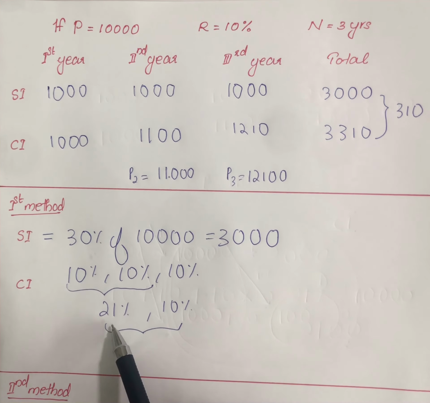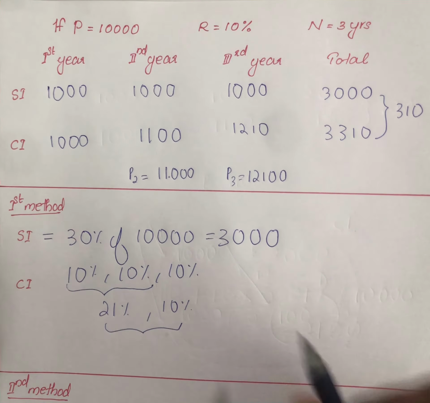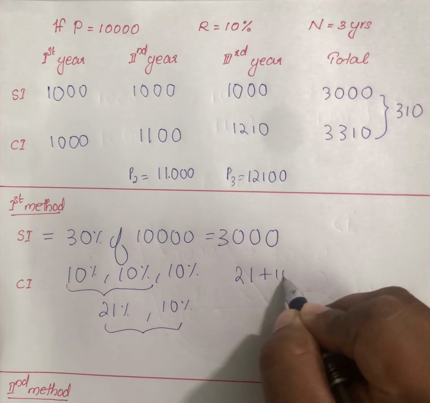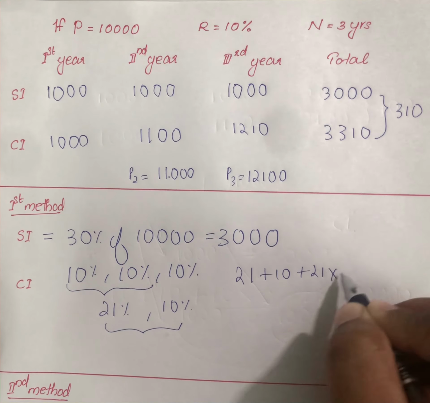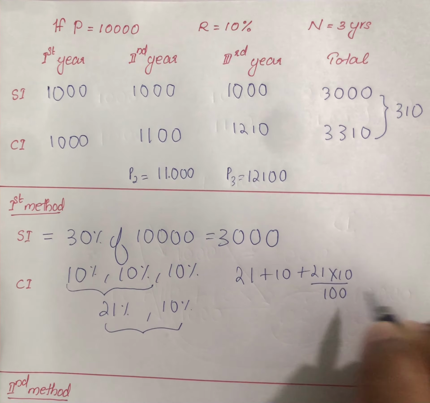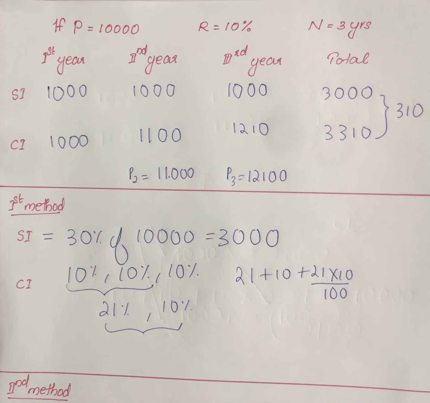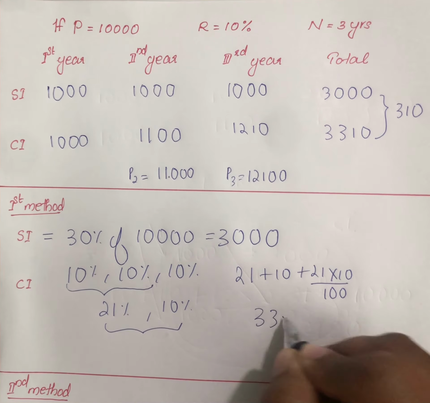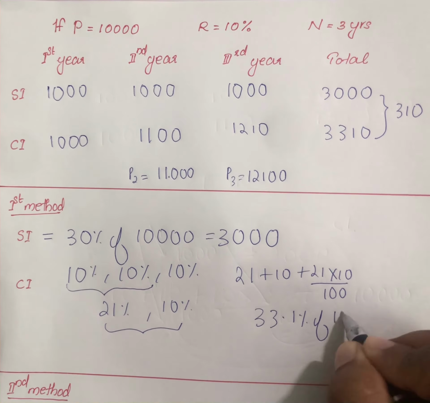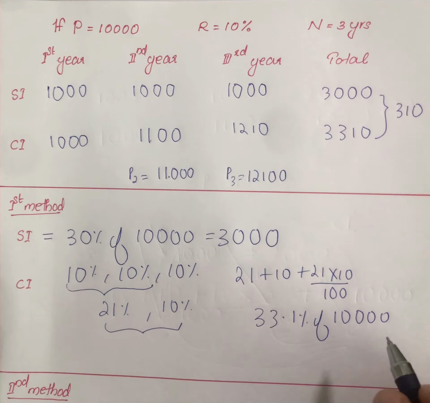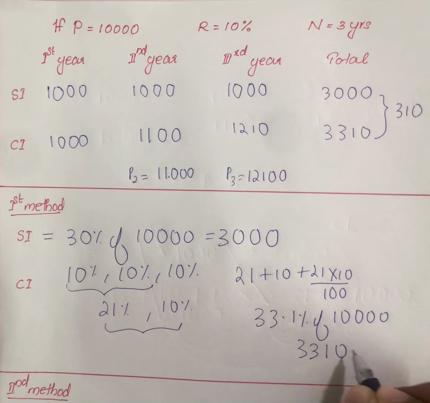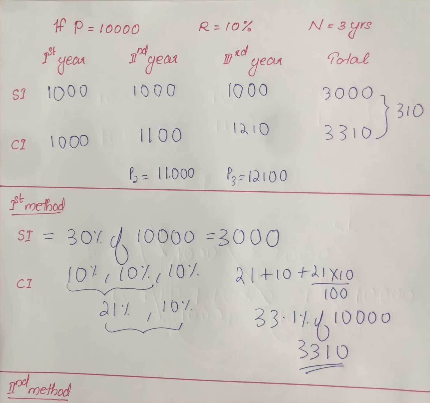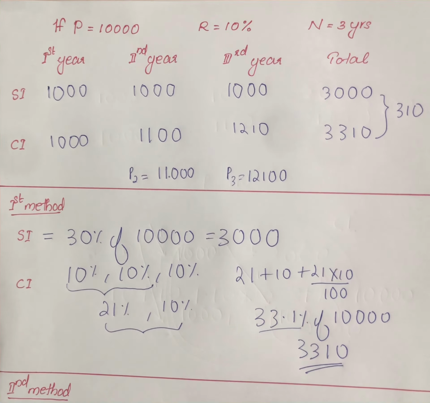Now this 21% you take with the next 10. So what do you get? 21 plus 10 plus 21 into 10 by 100, which is 33.1% of 10,000, which is 3310. That will be the CI, and this will be the net rate for CI.